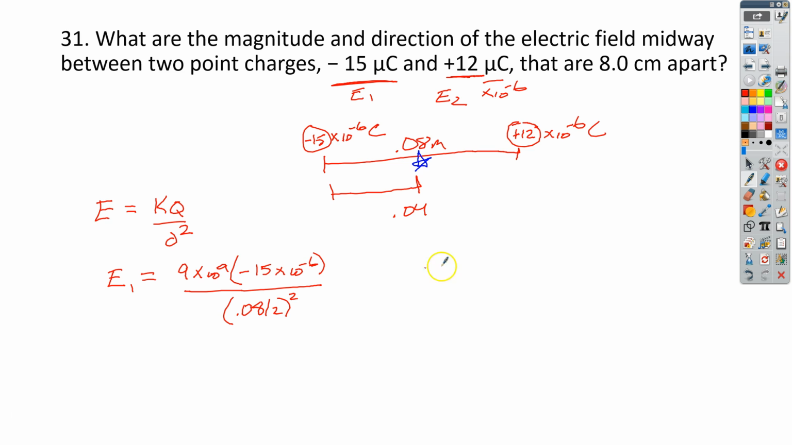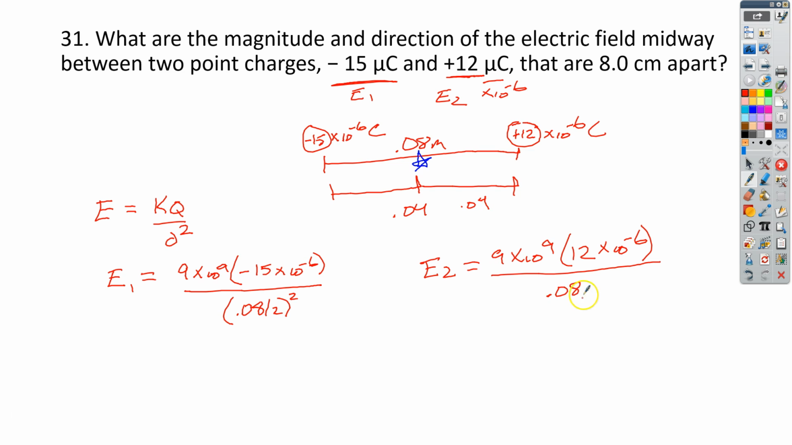So that's for E1. For E2, we're going to do the same thing. It'll be 9 times 10 to the 9th. We're going to multiply that times the charge, which is 12 times 10 to the negative 6th. And then you have to divide that by the same thing, which is 0.08 divided by 2, which is 0.04, squared. At this point, we have everything we need.